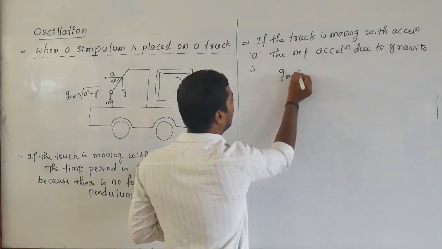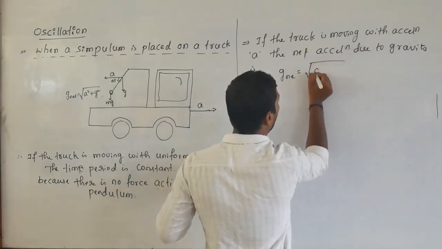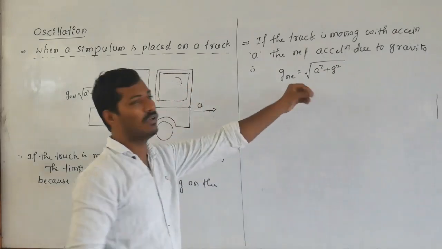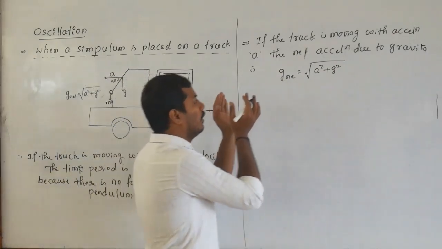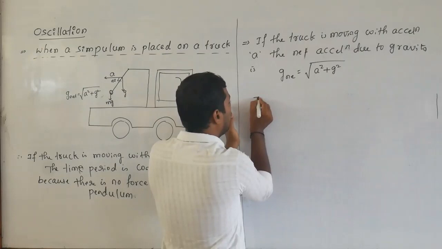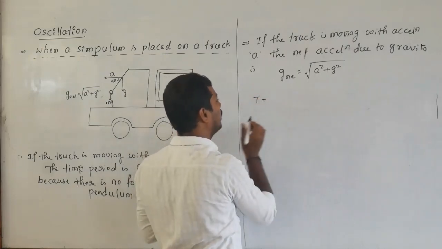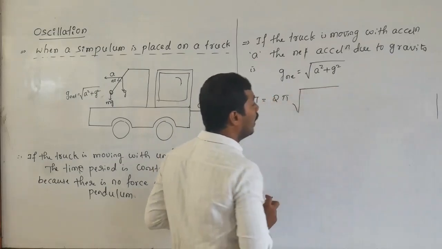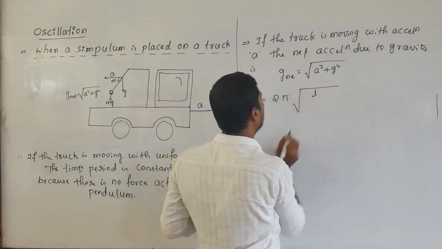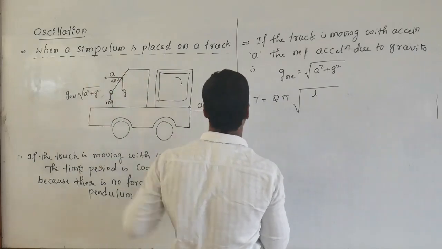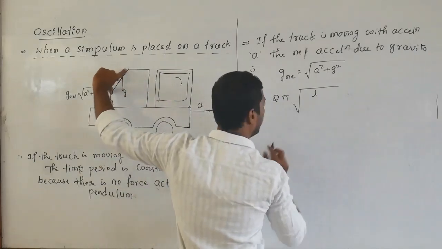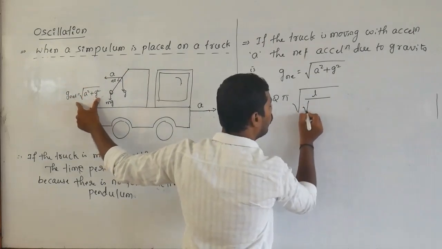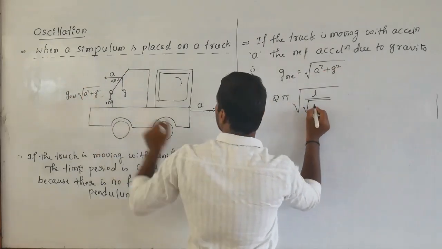G net is equal to the square root of A square plus G square. So what is the time period now? The time period of this pendulum is 2 pi under root L, where L is the length of the pendulum. It is always constant here. Then divided by the acceleration due to gravity, which becomes root of what?